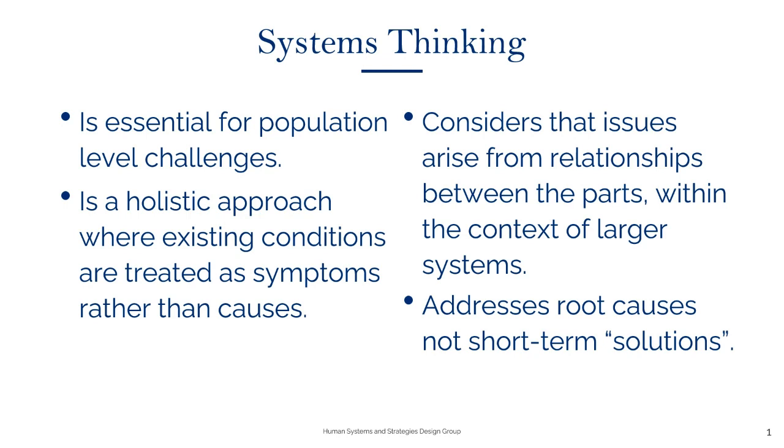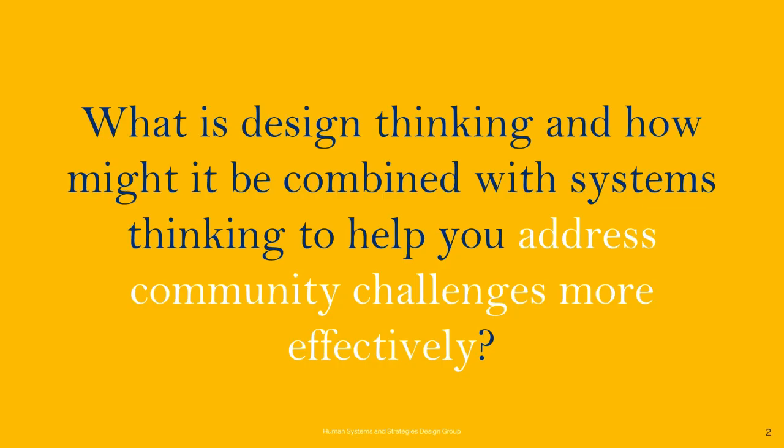Systems thinking is also a holistic approach where existing conditions are treated as symptoms rather than causes, and it considers that issues arise from relationships between things and from breakdowns in relationships between the parts within the context of the larger system. And then finally, systems thinking addresses root causes, not short-term solutions. In fact, with systems thinkers, you'll often hear the word response instead of the word solution.